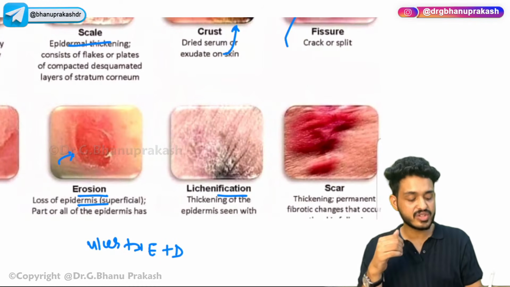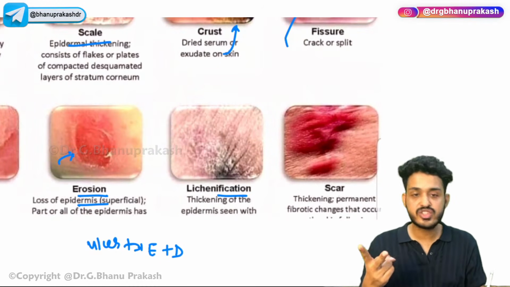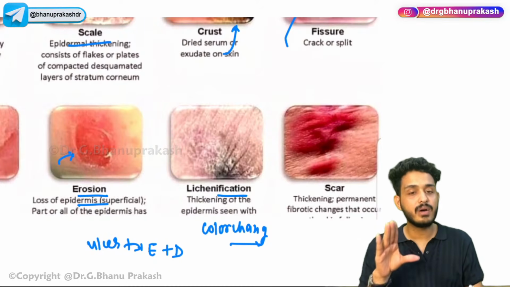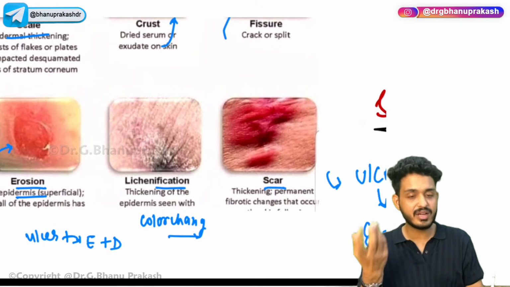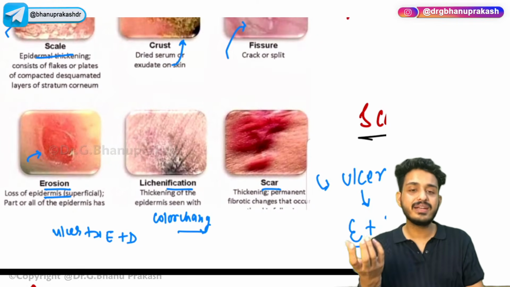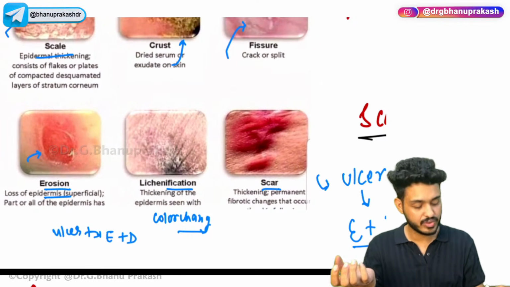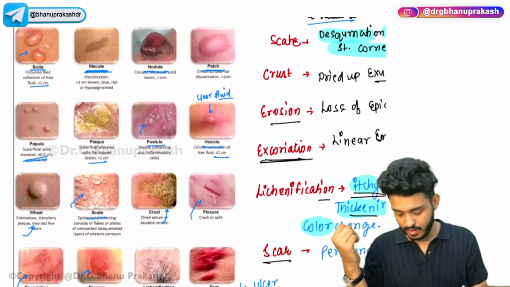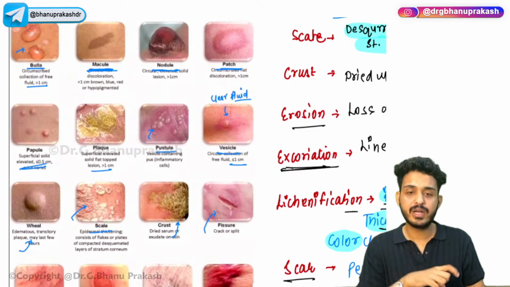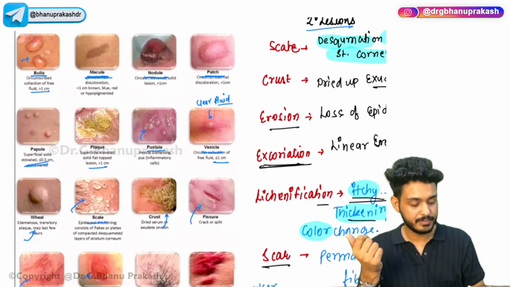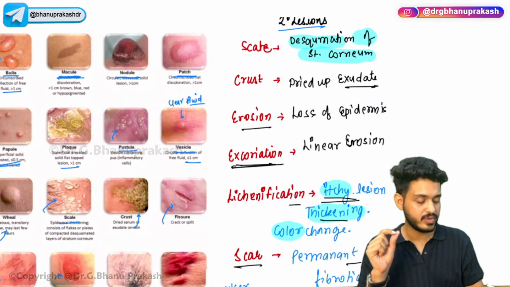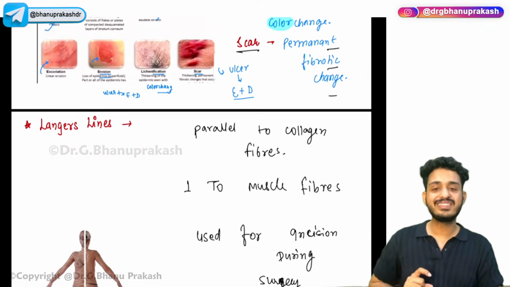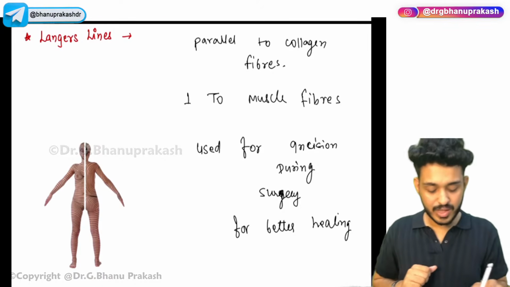This is your lichenification. You will be having thickening, you will be having itching, you will be having color change. Okay, and scar is ultimately the secondary scar. You will be finding there is a permanent damage, a permanent fibrotic change. Papule will be smaller in size as compared to vesicle. Vesicle will be bigger, and will be having some kind of fluid inside, right? So these are the primary and secondary lesions. Okay, now let's talk about the Langer's lines, guys.